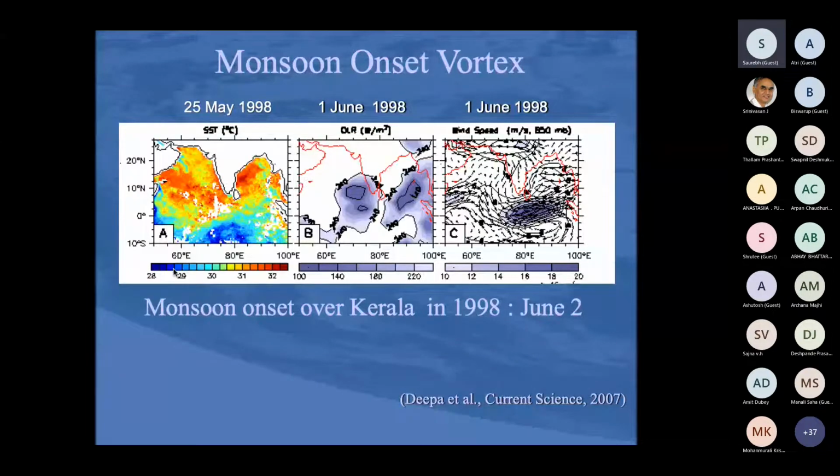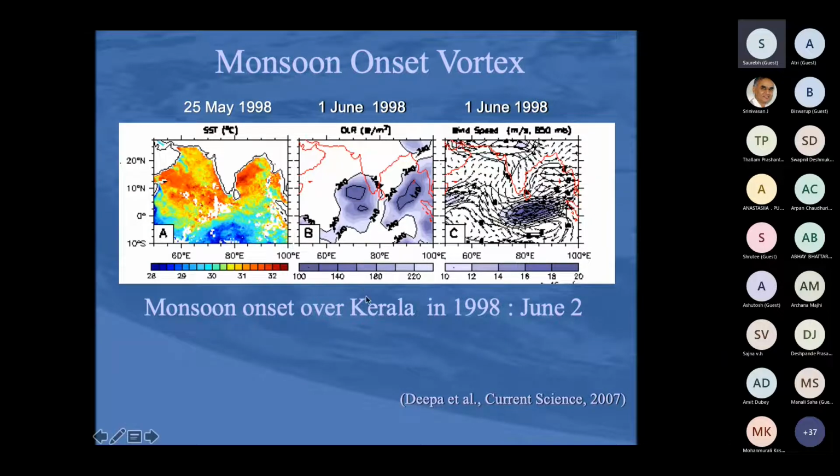Now, why is it important? It's important because there is something called the monsoon onset vortex. The first spell of monsoon rainfall happens over Kerala. That happens on June 1st. Several studies suggested that associated with that onset, there is a vortex which forms in this region above the warm pool. It is not very easy to identify them. They don't form very well every year, but they do form in certain years.